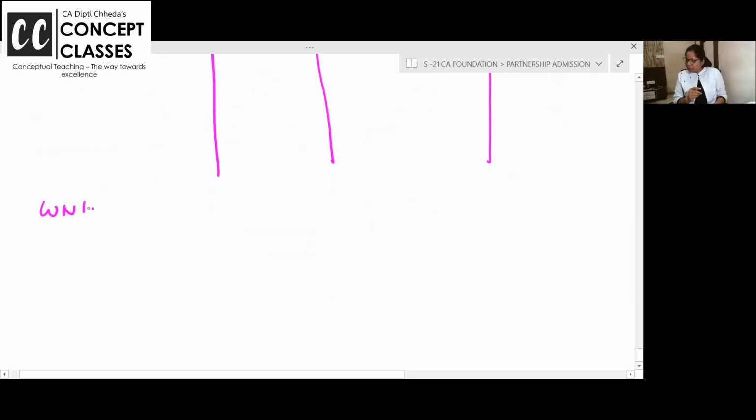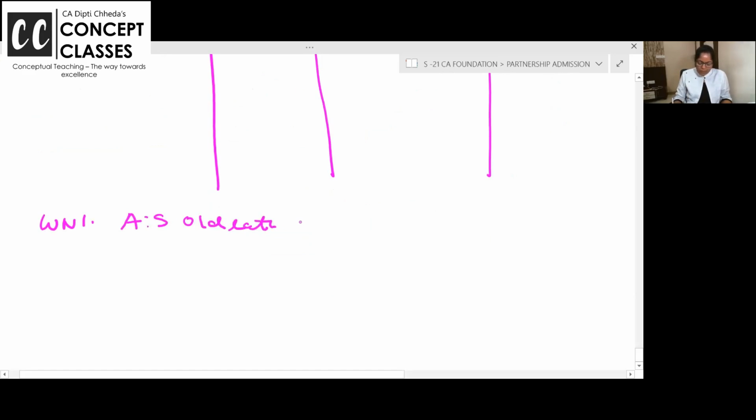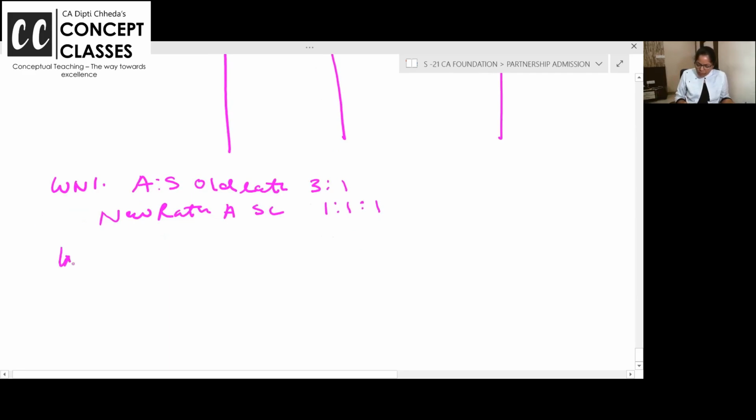Do it. I will explain the question again. No problem. Have you made the format, please? All of you. Amit and Sumit are sharing old ratio 3:1. And now admitted Lalit as equal partner. Okay. So new ratio, Amit, Sumit, Lalit is 1:1:1. Okay. Now make working note 2.